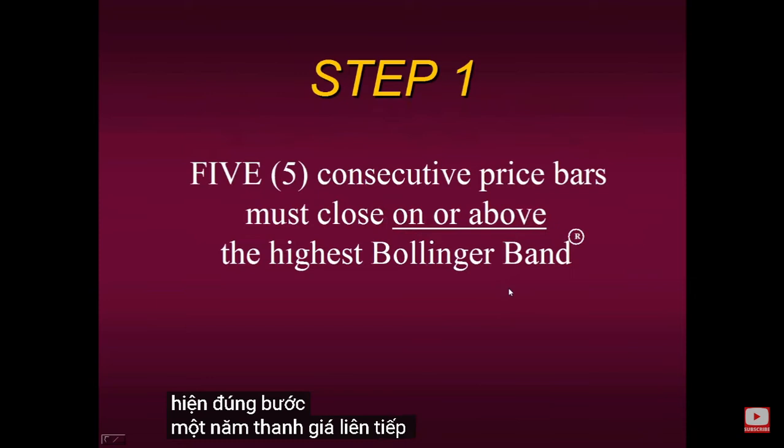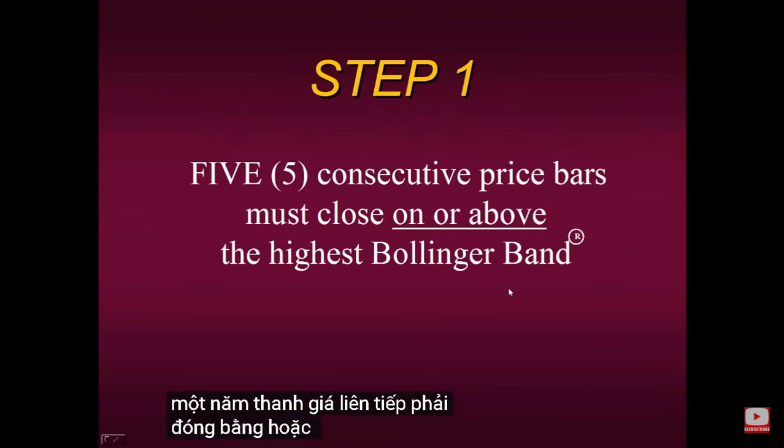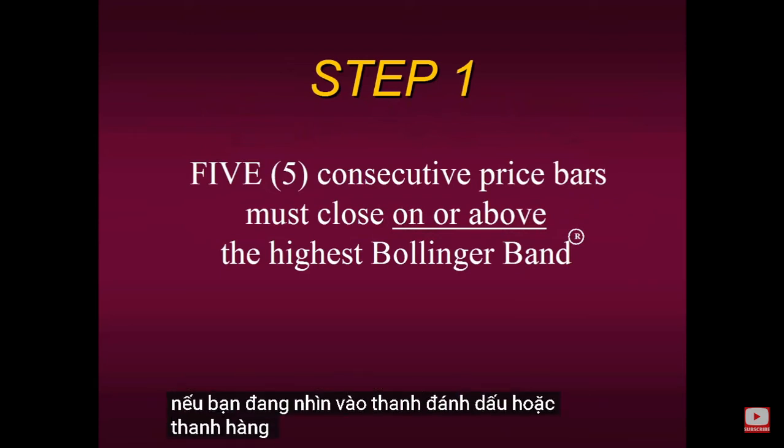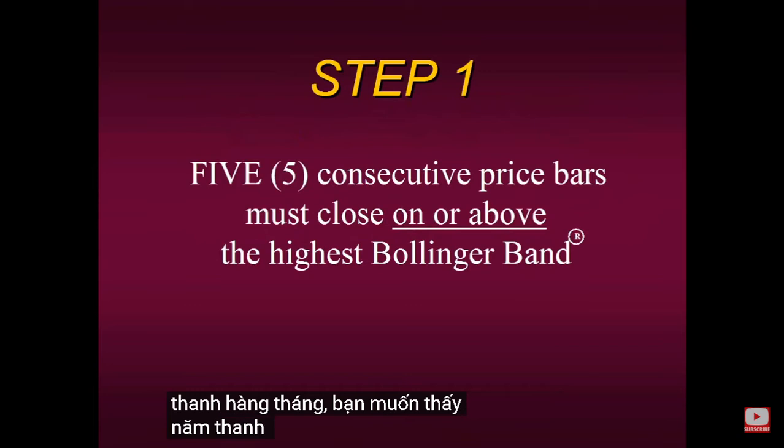5 consecutive price bars must close on or above the highest Bollinger Band. So in other words, it doesn't matter if you're looking at a tick bar or a monthly bar. You want to see 5 consecutive price bars, 5 in a row, that close either on or above the highest Bollinger Band.